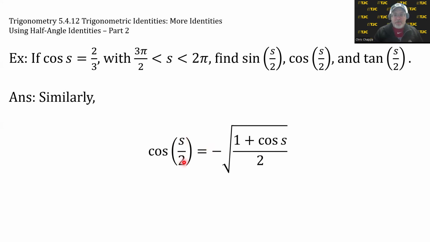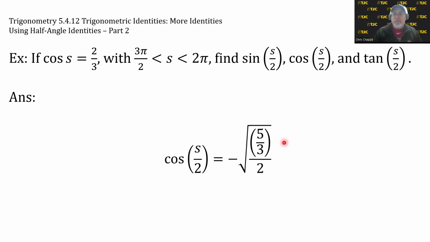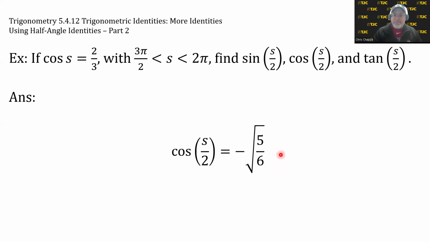Similarly, for cosine of s over 2, we'll use the identity negative square root of 1 plus cosine of s over 2. Negative is chosen because we're in quadrant 2, and cosine is negative in quadrant 2. Again, we'll substitute the value of 2/3 for cosine of s in the identity, giving us negative square root of 1 plus 2/3 all over 2. 1 plus 2/3 is 5/3. 5/3 divided by 2 is the same as 5/3 times 1/2, which is 5/6.